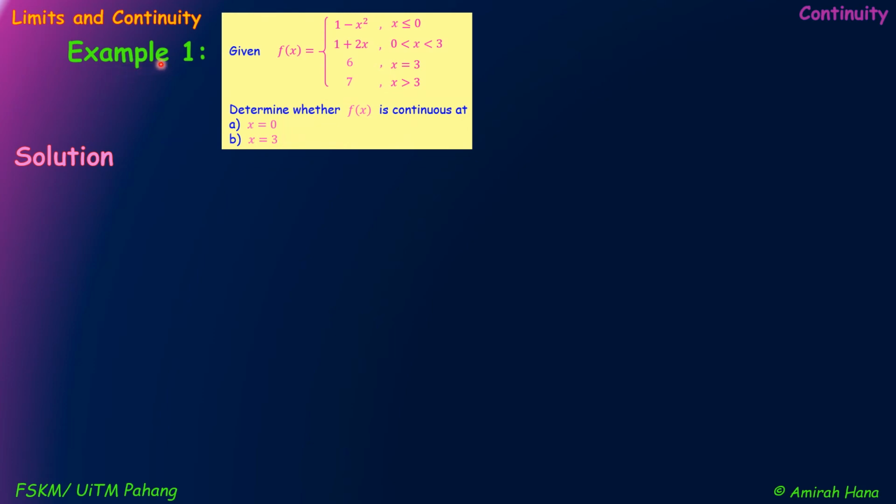We look at example 1. Given a piecewise function f(x) equals to 1 minus x squared for domain x less than or equal to 0, f(x) equals to 1 plus 2x for domain x between 0 and 3, f(x) equals to 6 for domain x equals to 3, and f(x) equals to 7 for domain x greater than 3. Determine whether f(x) is continuous at x equals to 0 and x equals to 3.